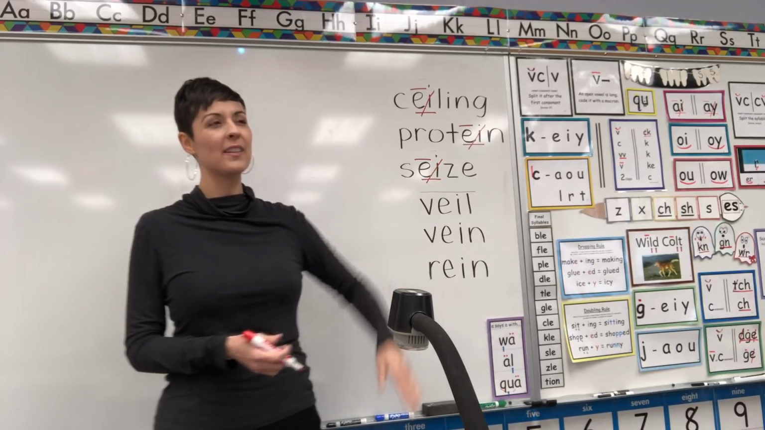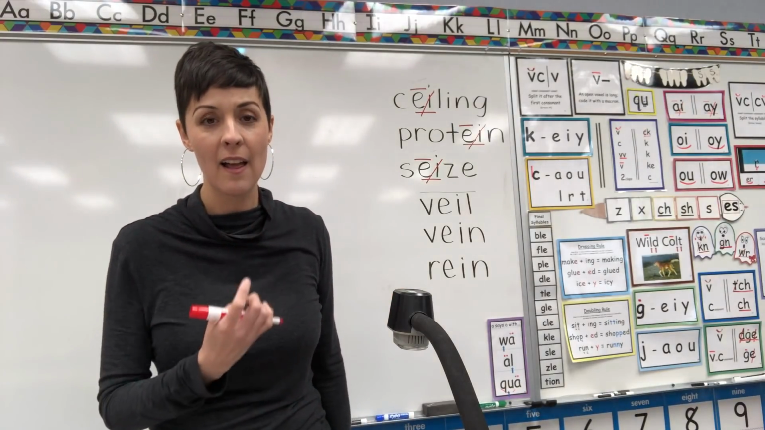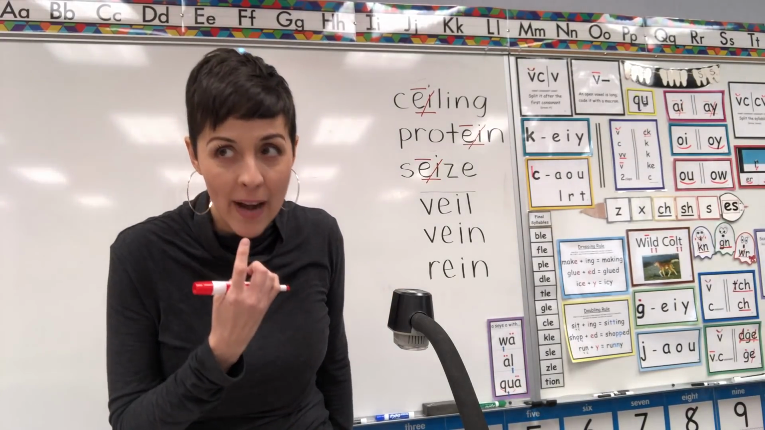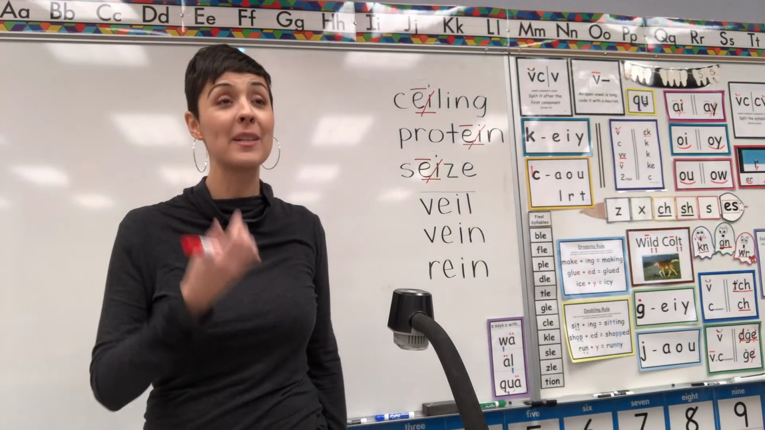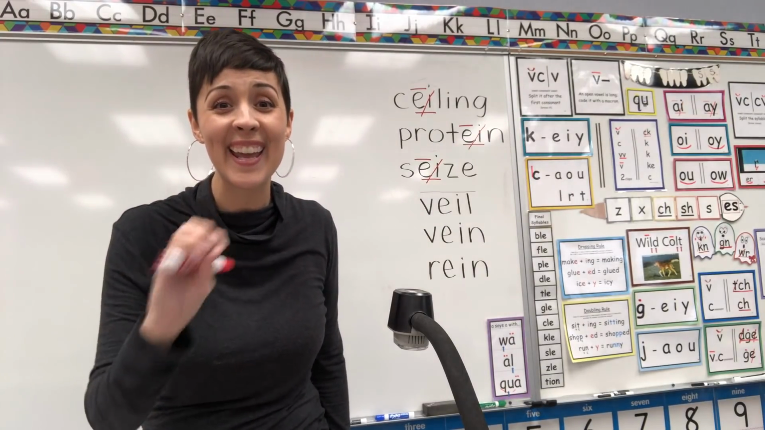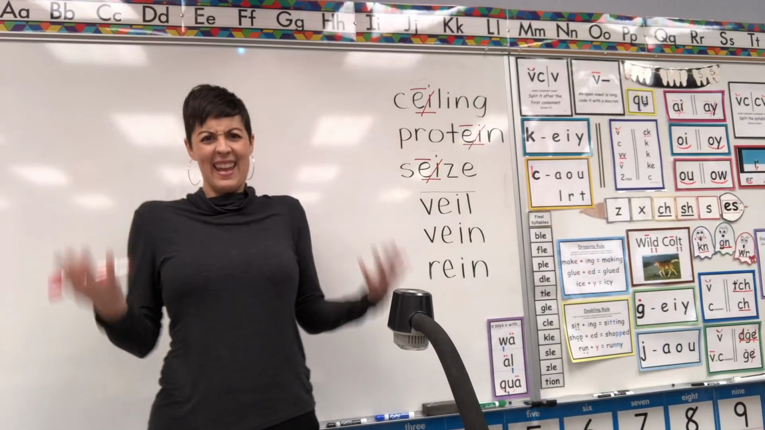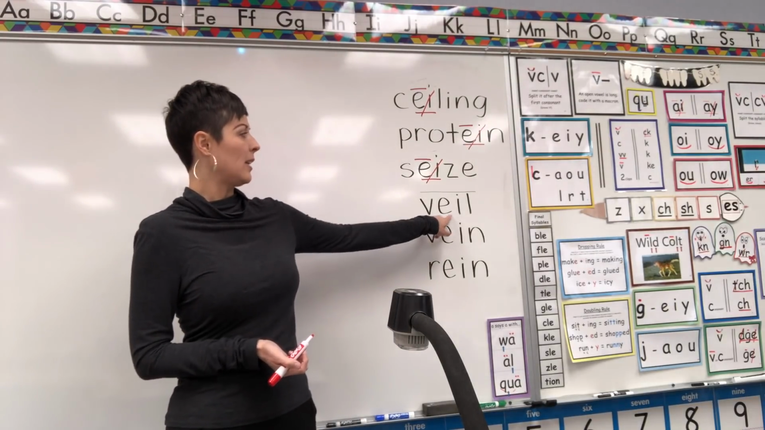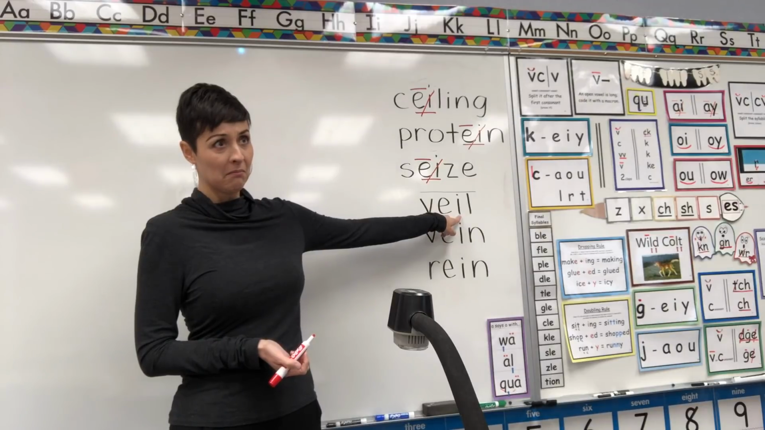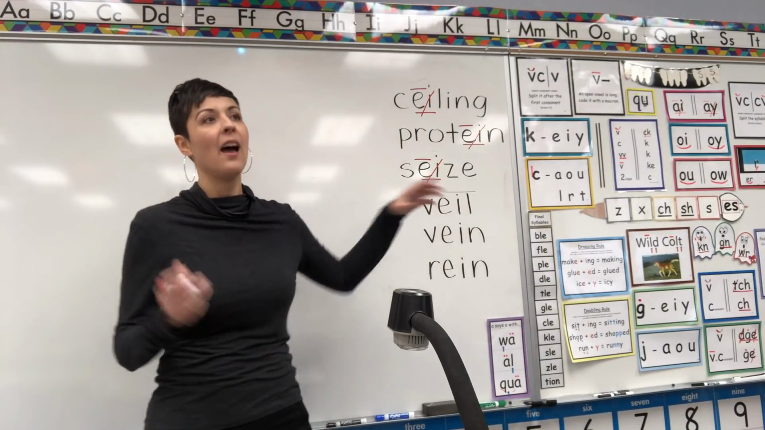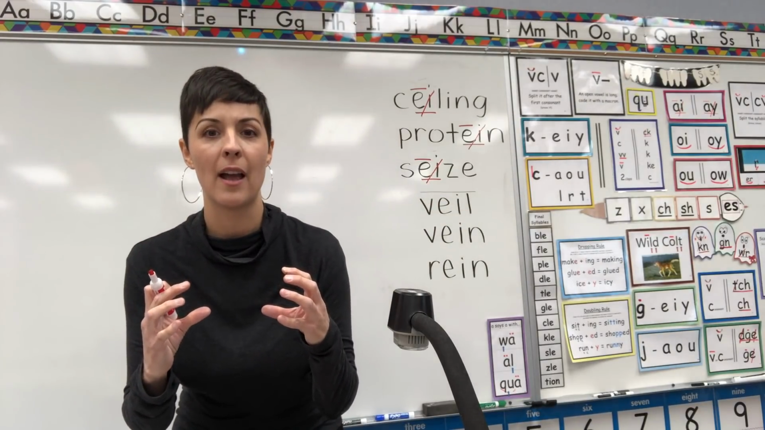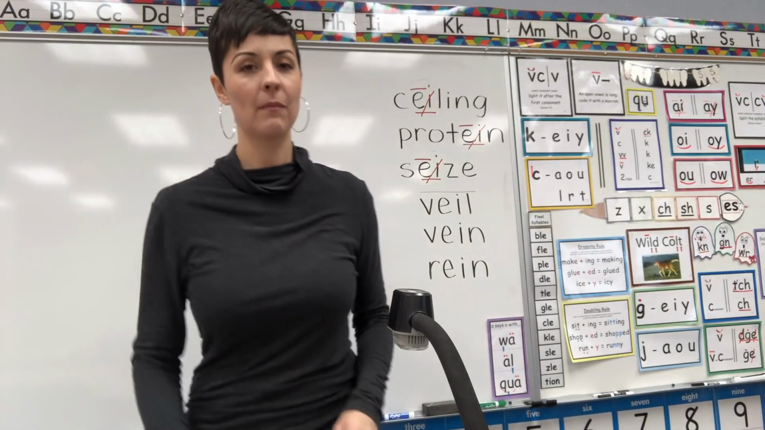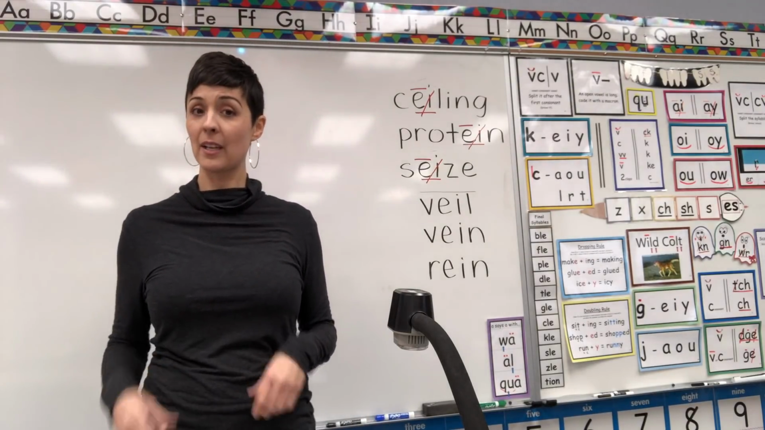What sound did you hear the same in veil, vein, rain? Three times: A, A, A. You got it. It was the A sound, which is super funky because E and I don't ever say A unless you put them together. And then they'll become a new digraph that goes like this.